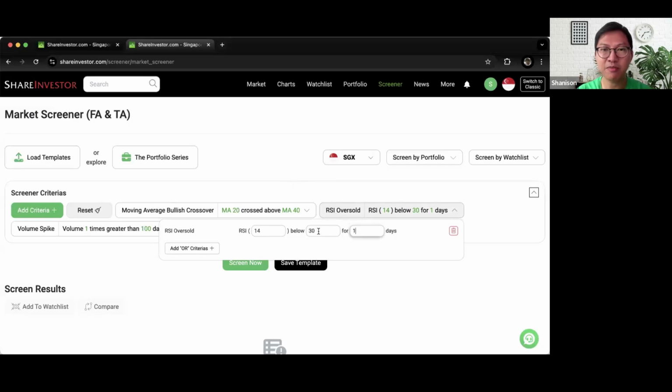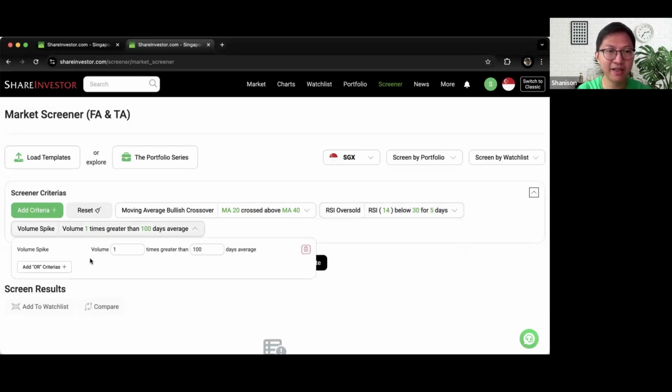Below 30 means it's a bit oversold, there's a lot of selling pressure. You can say, in the past 1 day, or let's say continuously for 5 days, the RSI has been below 30. So this is how flexible our platform is. And once you change your criteria, you can just click on it, so it will reflect over here.